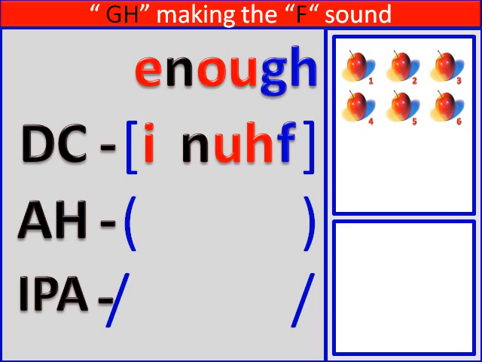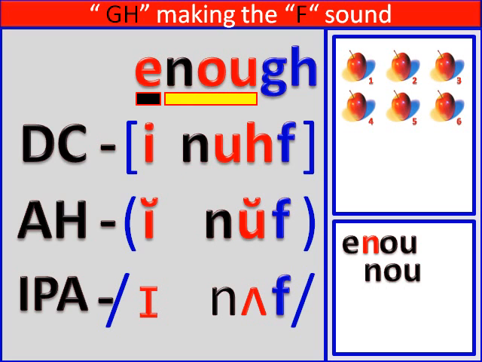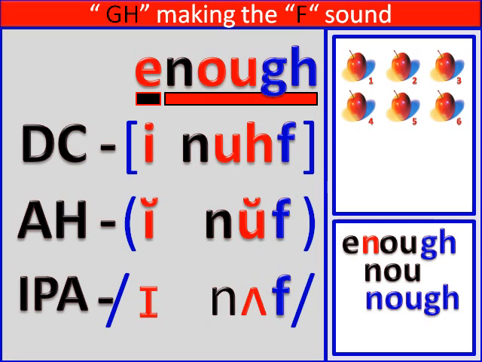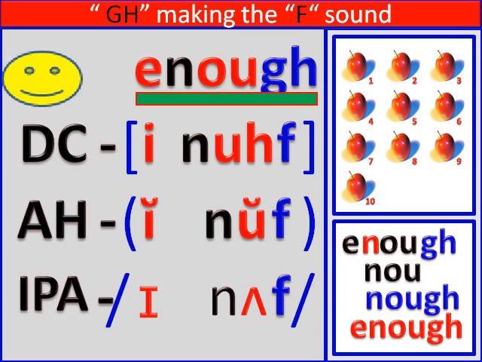Enough. Okay, you say, I got 12 friends, but I only got 6 apples. I do not have enough apples. I need 6 more apples in order to have enough apples. Okay? Give me some more apples. 1, 2, 3, 4, 5, 6. Now I have enough apples for 12 of my friends.